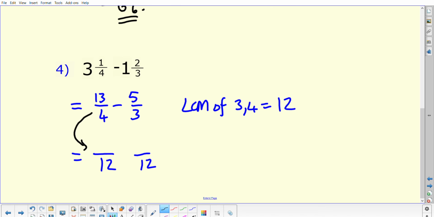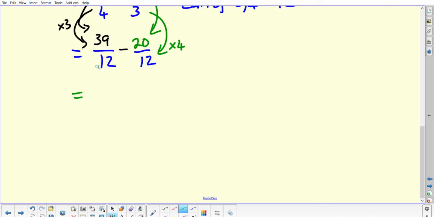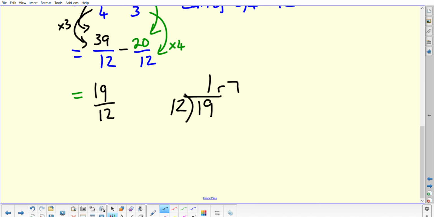On this side, that means you're timesing by 3 top and bottom, so that would mean you'd have 39 there, and you're taking away. On this side, you've got to times them by 4 to change the 3 into 12, so you times that 5 by 4, means that would be 20. You're then left to subtract those, so 39 take away 20 would leave you on the top 19, and you've got 12 on the bottom. It's a top heavy fraction, so 12 into 19 is going to go in once, remainder 7, so that is 1 7/12.